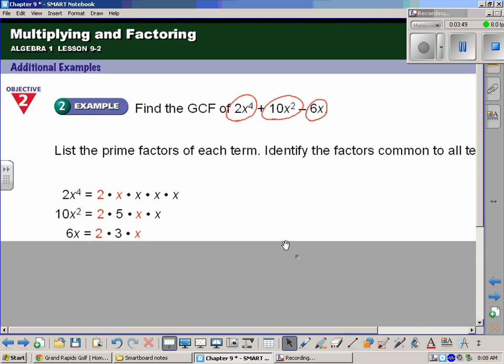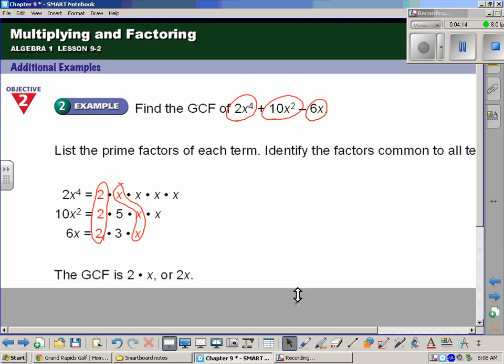With 6x, we do the same thing. 6 is a factor of 2 times 3, and then we only have one x. So we need to figure out everything that's common. Obviously, all the 2's are common. And then we look over here. This one has four x's, this one has two x's, and this one has one x. So we know that they all have one x in common. So our greatest common factor is going to be 2x.